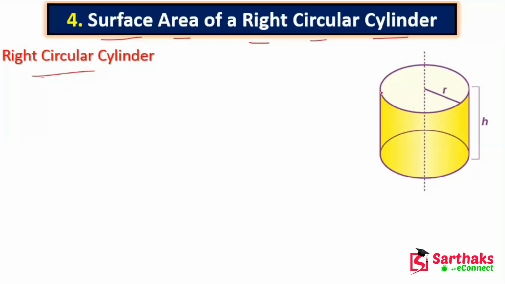You can see here there are two parallel bases, at the top and bottom, and there is a closed curved surface like this. So it is called a right circular cylinder, because its elements are perpendicular to its base.